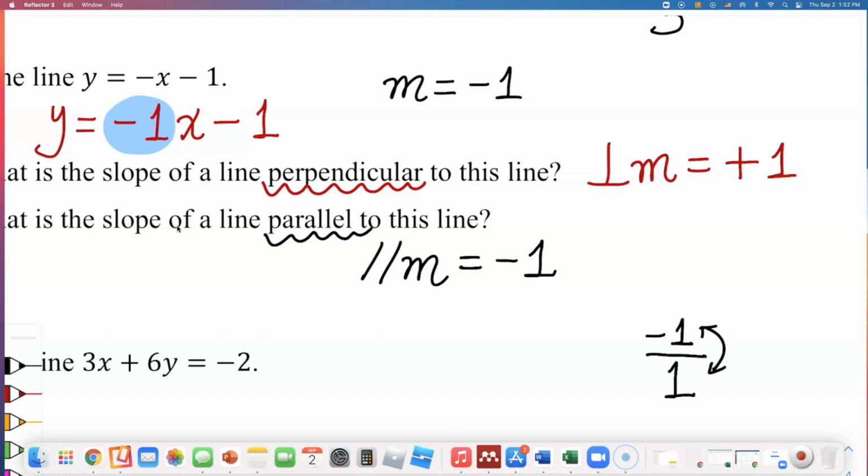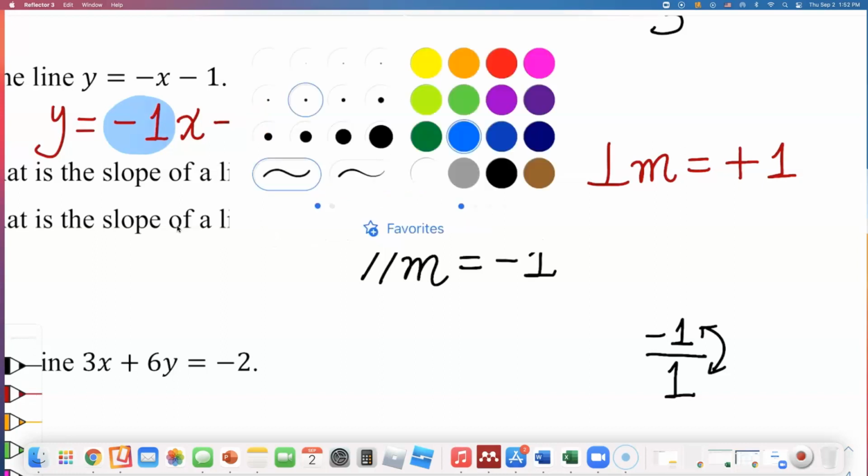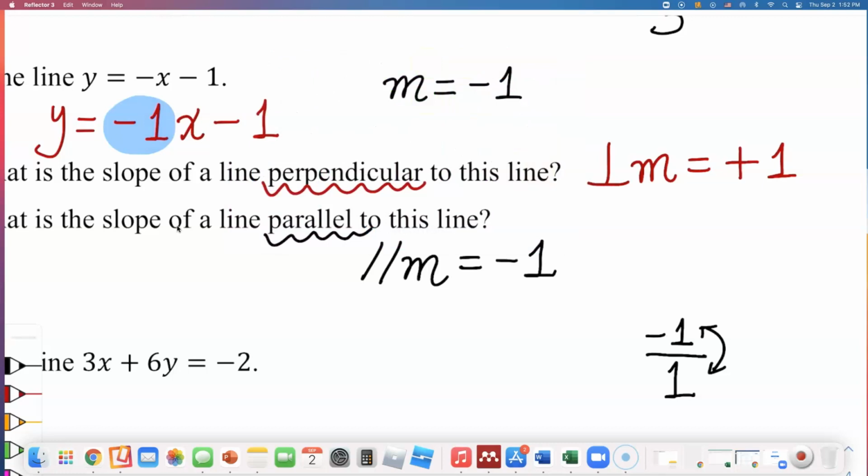And remember, our textbook did say if lines are perpendicular, their slopes will multiply to give you negative 1. If I multiply negative 1 times positive 1, their product is definitely negative 1. So yes, if the original slope is negative 1, the perpendicular slope better be positive 1. Okay, so that was interesting.